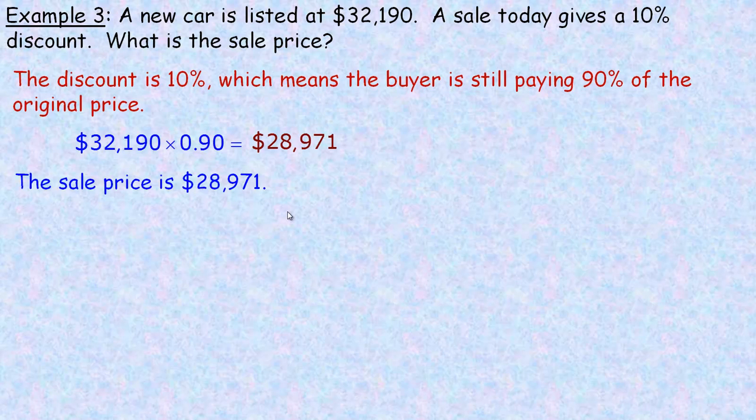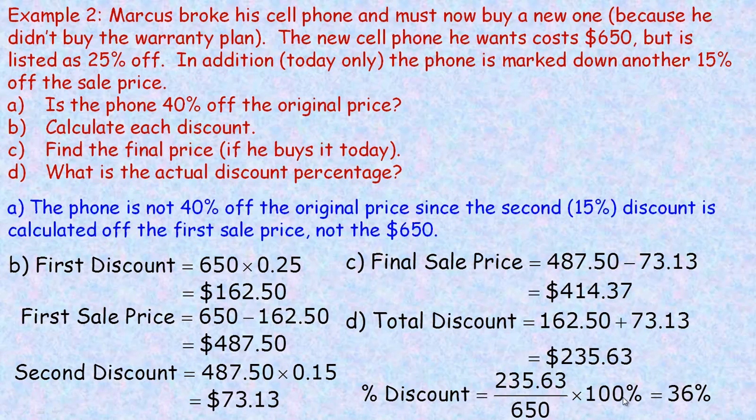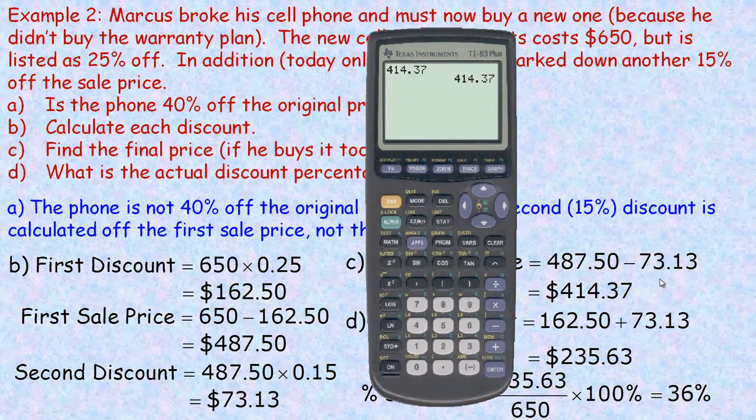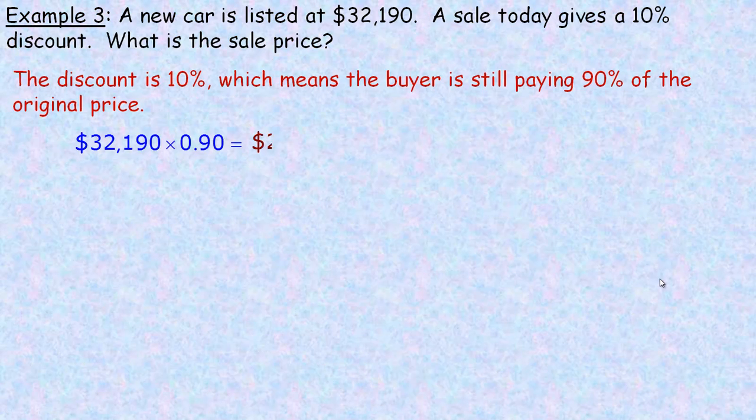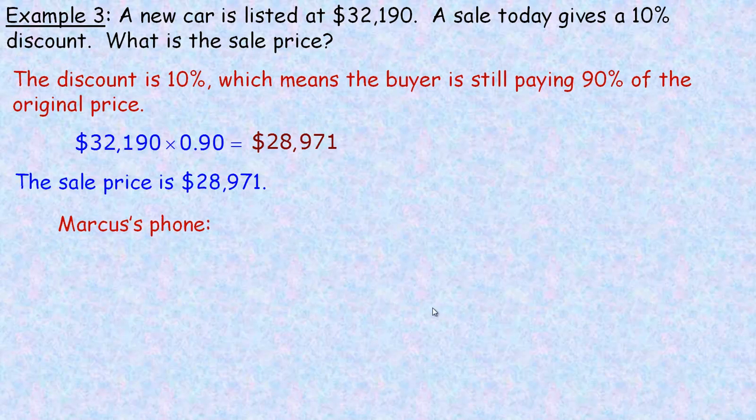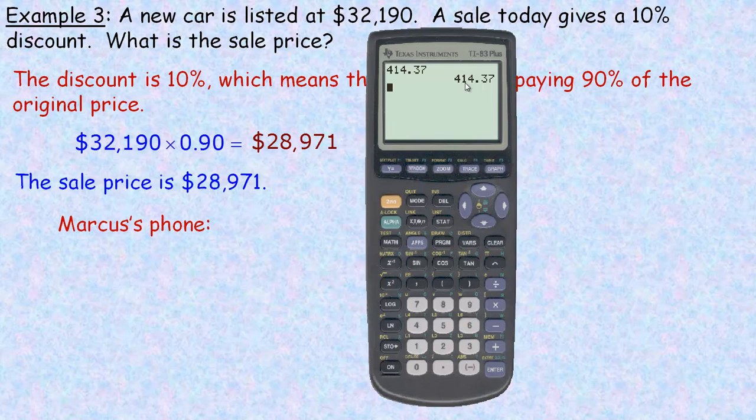Could have done the same thing with Marcus's phone on the previous page. So here's the calculation. And if you remember from the previous page, and maybe just to jog your memory, I'm going to go back here for a second. Remember the previous page? The final price was $414.37. Okay, so just remember that. $414.37. Actually, maybe what we'll do, we'll put it in the calculator here so it's easy to see. And we'll bring the calculator back up in a moment. Okay, so Marcus's phone. Okay, so there's our 414.37.